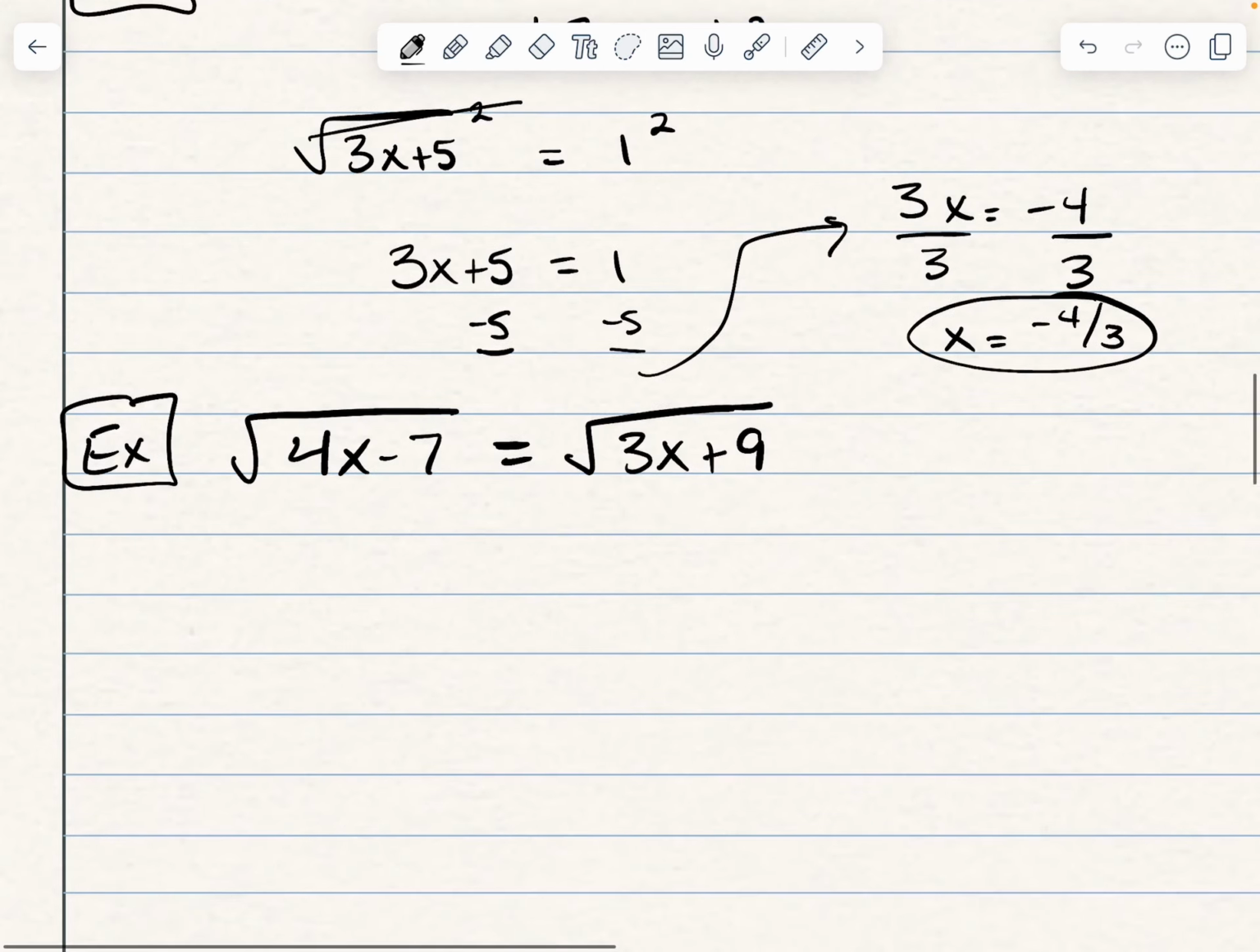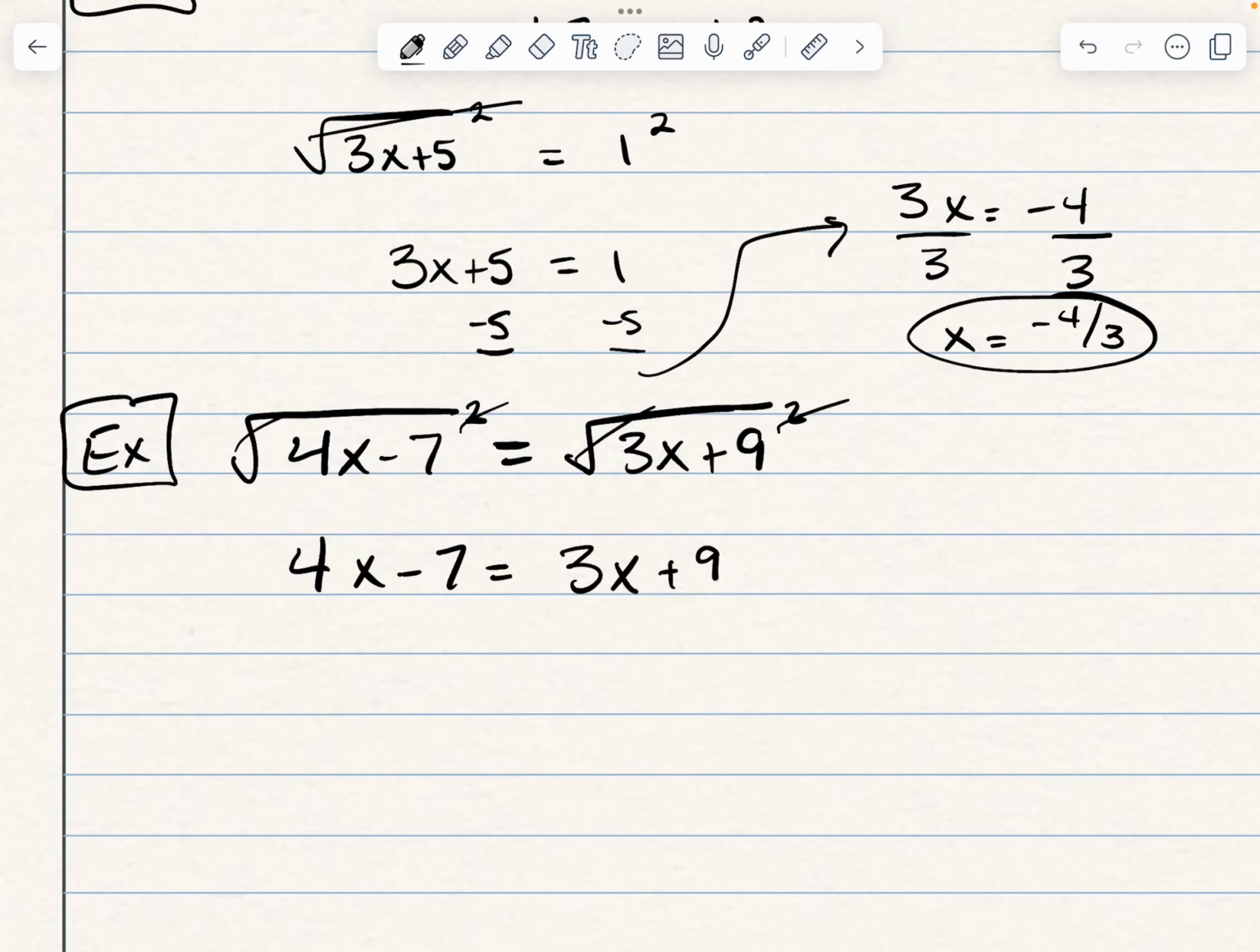Okay, and then our last example here, we have the square root on both sides of the equal sign. So I have a square root here and I have a square root here. What I need to do first is get rid of those square roots. So I'm going to square both sides to get rid of the square root. That's going to get the square root and the square to cancel. And we're just left with what's under the square root, which is 4x minus 7 and 3x plus 9.